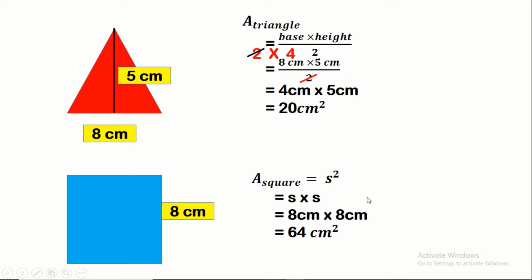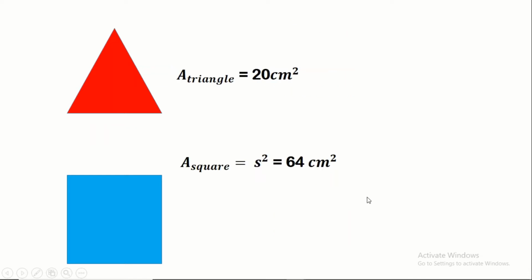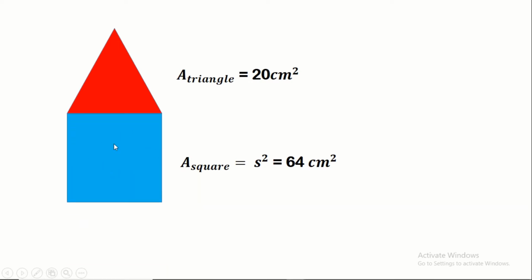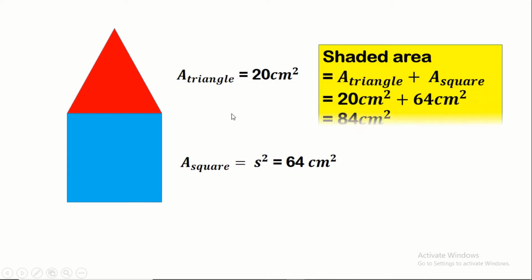Well, let's think about it. If a child wants to color a house, how to do it? Shouldn't he color the square and the triangle together? So the shaded area here is for both the square and the triangle. So here we need to add them. In this case, we say that the shaded area is equal to the area of the triangle plus the area of the square. Now we add them to get 20 cm squared plus 64 cm squared, which is 84 cm squared.